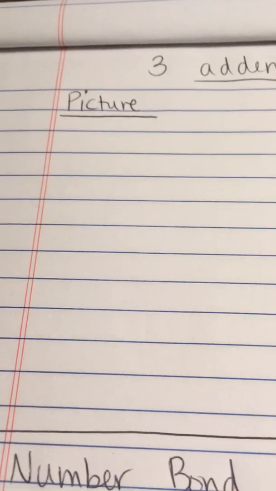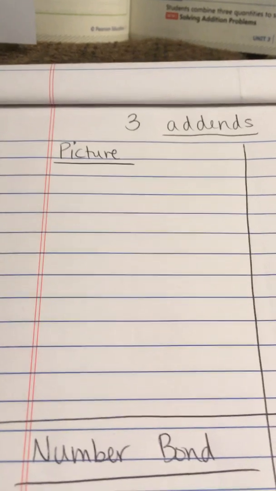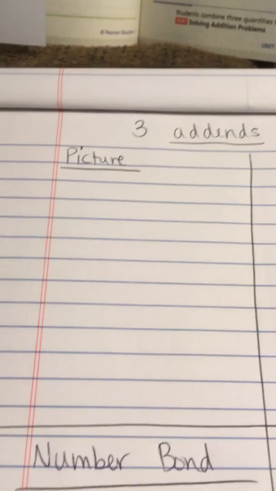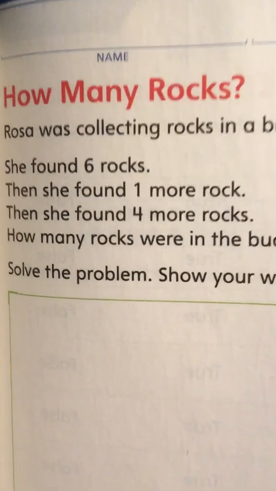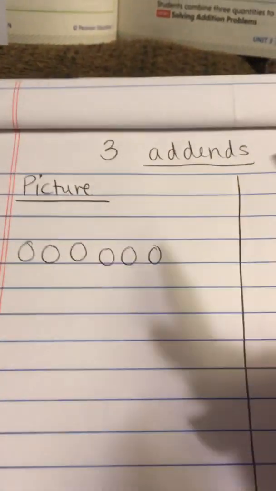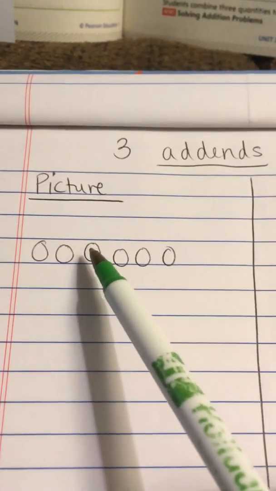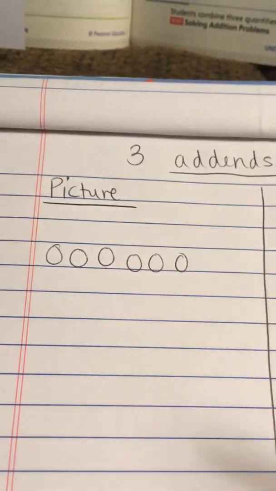So one strategy that we can use when we solve an addition problem is to draw a picture. So I'm going to use circles to represent the rocks. So the first part was 6 rocks. So I'm going to draw 6 circles. 1, 2, 3, 4, 5, 6. So let's count them. 1, 2, 3, 4, 5, 6.